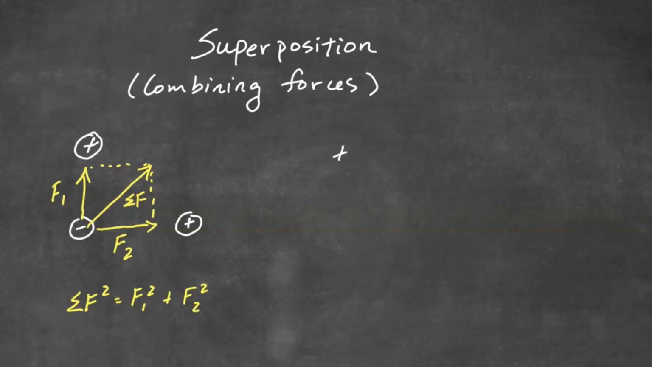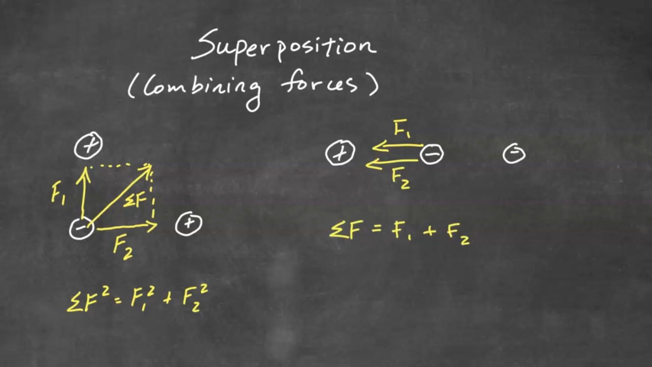Now we'll take a look at a problem where we have three charges in a row. We have a positive, a negative, and a negative. We're going to focus on the negative charge in the middle, and that charge is going to be pulled to the left by the positive charge on the left because they're unlike charges. We'll call that force F1. And then it's also going to repel the negative charge on the right, so that's going to push that middle negative charge to the left, and we'll call that force F2. To find the net force, since they're in the same direction, we're just going to add F1 plus F2.